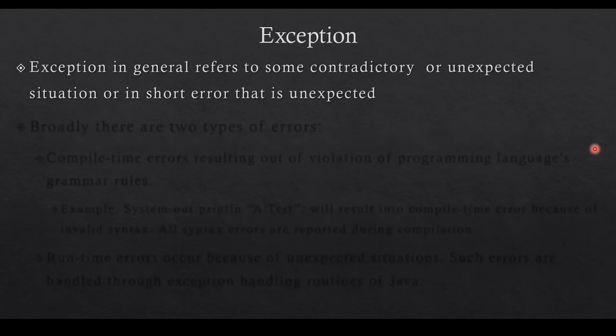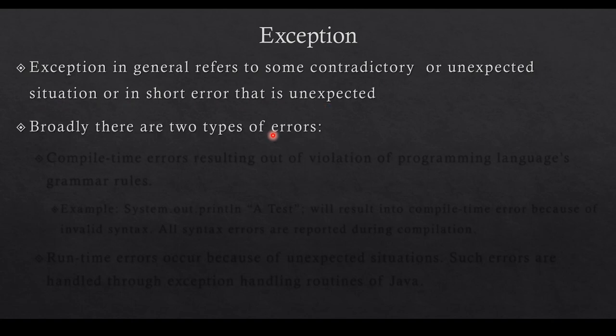First, you are going to see the definition of exception. Exception, in general, refers to some contradictory or unexpected situation, or in short, an error that is unexpected. So, in simple English, if you execute a program and you get some errors, you call it an exception, which is unexpected. Now, you are going to see the two types of errors available.